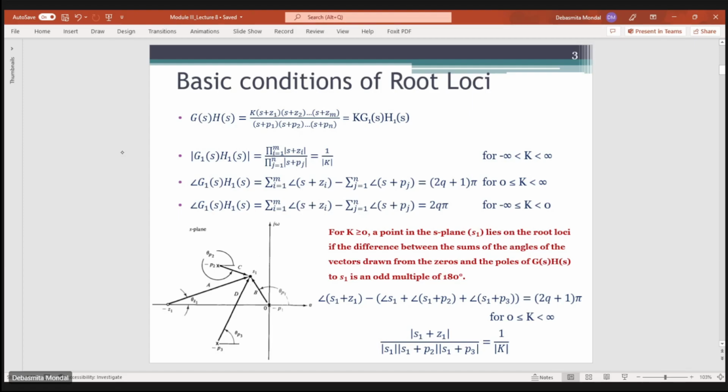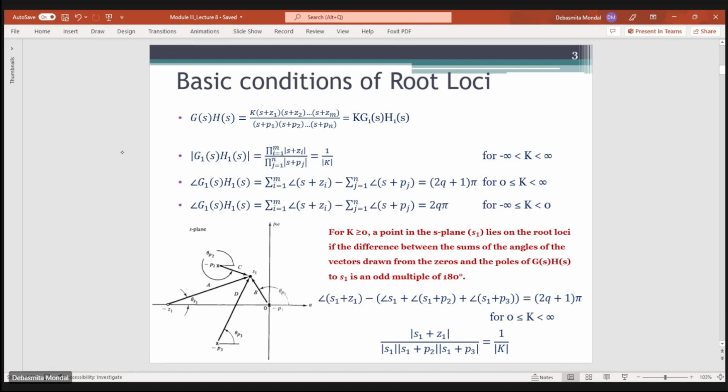Okay, once you know these angles, you can simply apply this angle criterion. If the sum of the angles of the vectors from the zeros to this point, minus the sum of the angles of the vectors from the poles to this point, is an odd multiple of 180 degrees, for k ranging from 0 to infinity, then you say that this point S1 is lying on the root locus.